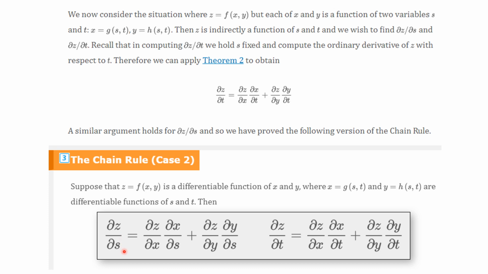Then the partial of z with respect to s is the partial of z with respect to x times the partial of x with respect to s, plus the partial of z with respect to y times the partial of y with respect to s. And similarly, the partial of z with respect to t is the partial of z with respect to x times the partial of x with respect to t, plus the partial of z with respect to y times the partial of y with respect to t.